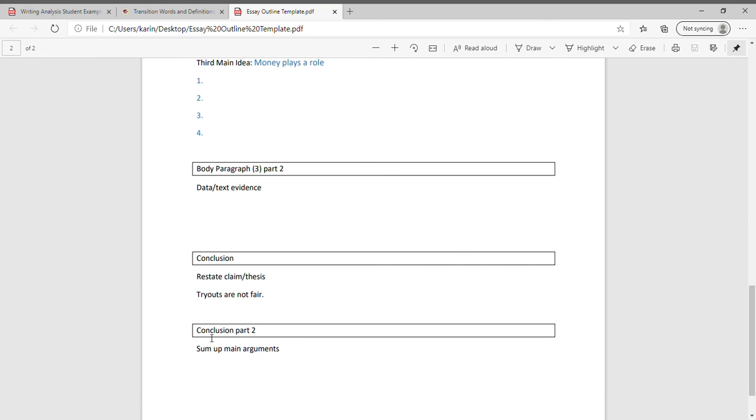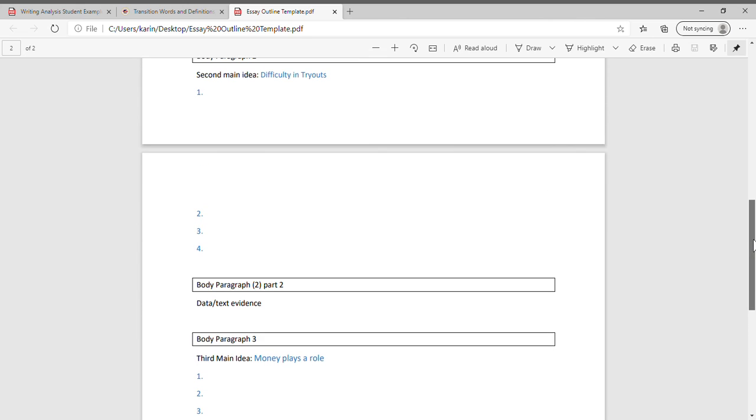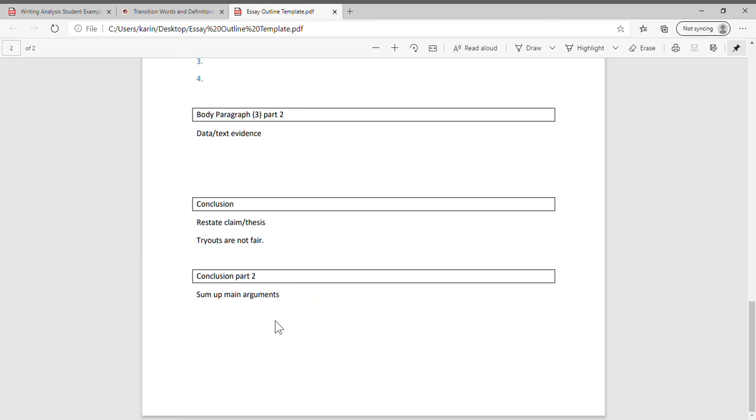And for the second part of the conclusion, this is where you sum up your main points or arguments, which you already have in your body paragraphs. So you can write that in 2 to 3 sentences and you will be good to go.